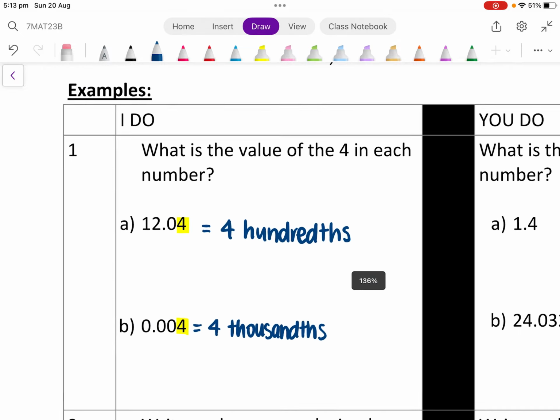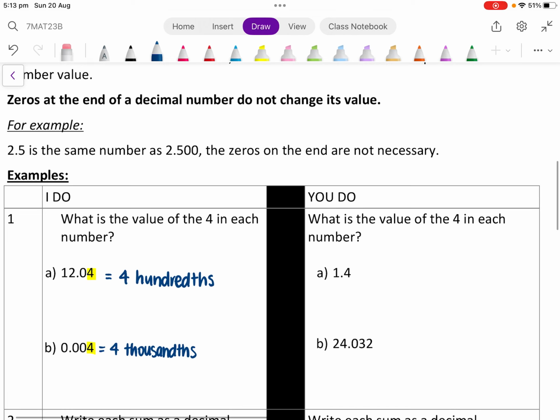Alrighty, can we pause the video here and you have a go at finding the value of the 4 in each of the numbers? The first one is 1.4 and the next one is 24.032. Okay, hopefully you have all got the correct answers on your whiteboards and are showing the teacher in front of you. For the number 1.4, the 4 is the first number after the decimal point, so it stands for 4 tenths. And for B, the 4 is the first number before the decimal point, and so it stands for 4 units.